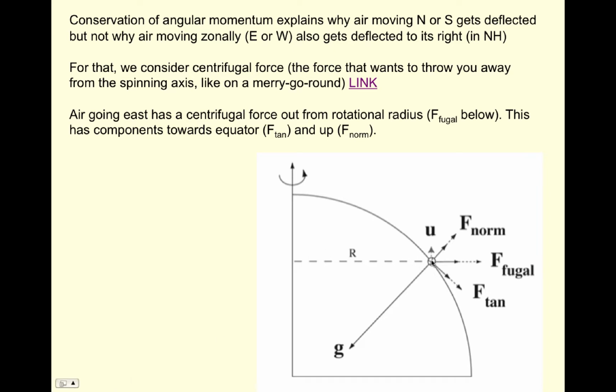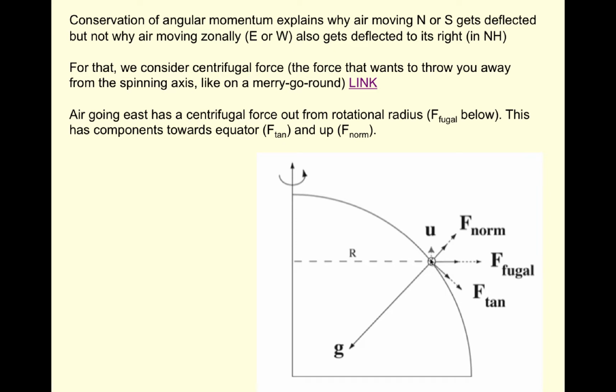An object here that's moving zonally, in this case west to east means into the screen, we're going to have a centrifugal force trying to push it off the planet in the directions shown as F subfugal here. This has two components if you break it into components, just like you could break a northwest wind into a north and a west component. Here we're breaking down this centrifugal force, which is away from the axis of rotation, into a force normal to the surface of the planet, upwards, and then tangential to the planet, downwards towards the equator.